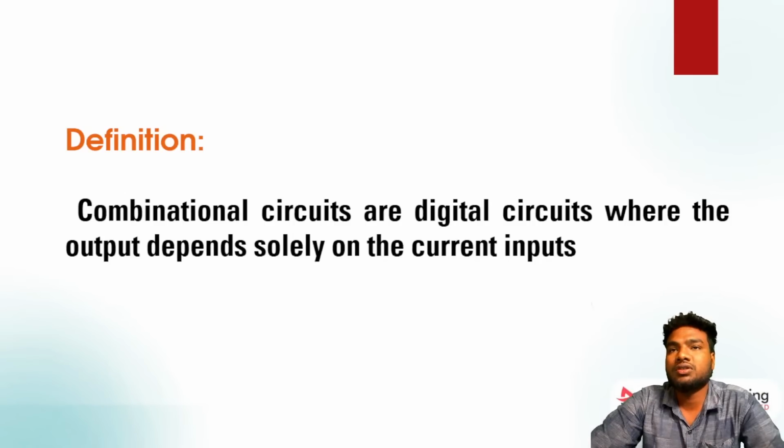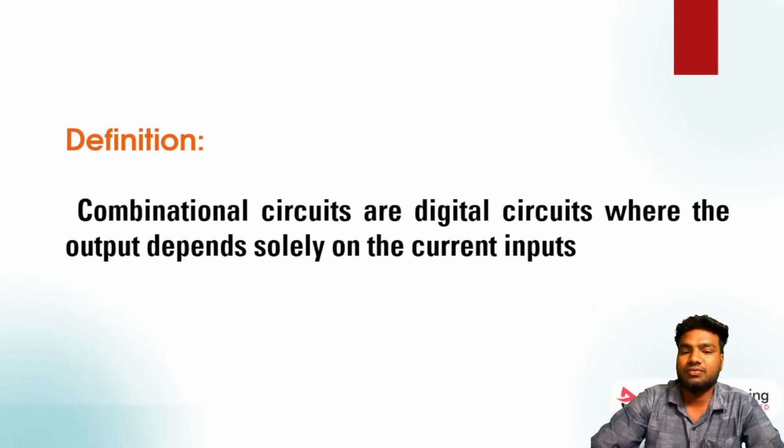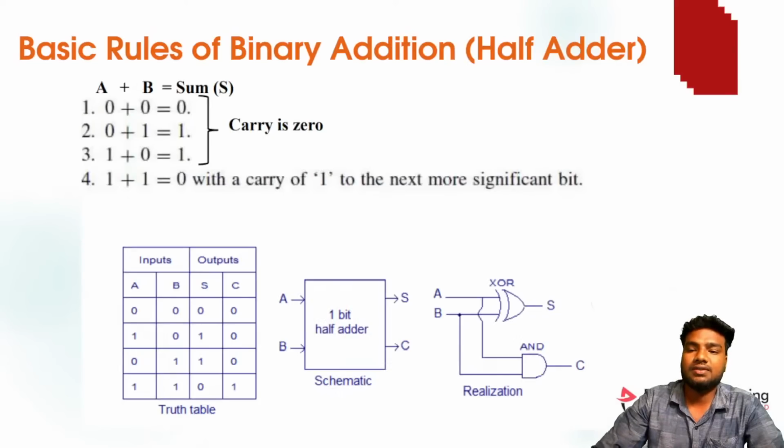Sequential circuits depend on the previous output and the current inputs also. So previous output and current inputs are used for sequential circuits, but combinational circuits depend only on the current inputs, where the output depends on the present input. So this is the definition of combinational circuits. Let's see the combinational circuits one by one.